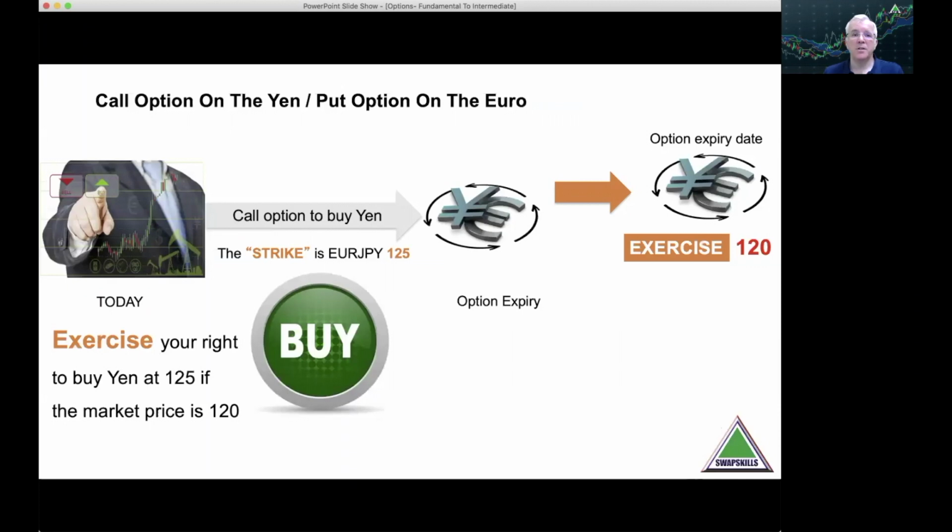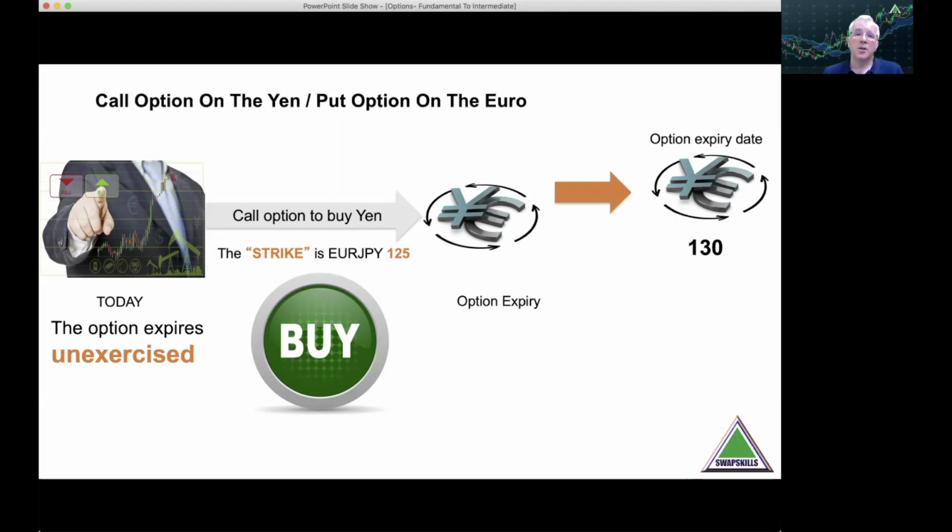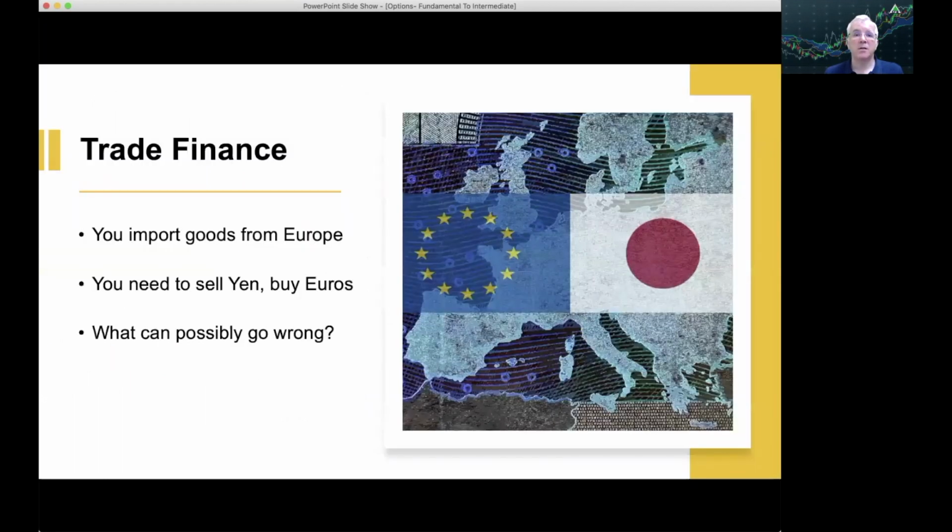Absolutely you would, because if the yen goes down to 120, that's not very good. I'll exercise my option to get 125 yen from the bank. So you'd exercise the option. What if the yen had gone to 130? Would I exercise the option? No. Why buy yen from the bank when I'm only getting 125 yen when I can get 130 in the market? So all that happens is the option goes unexercised. All you've lost is your premium. So this is where you've got flexibility.